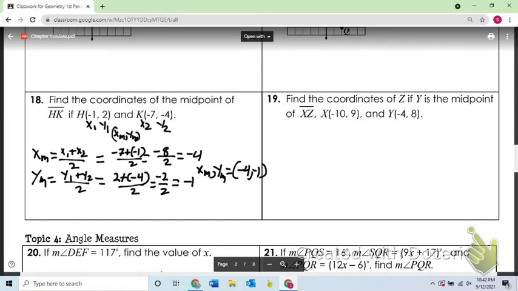So find the coordinates of z if y is the midpoint of xc. So here we're given 2 points. We're given x is negative 10, 9, and y is negative 4, 8. Now we're not actually looking for a midpoint between those two. We know that y is the midpoint, so we're looking for the other endpoint. So my computer just reset, so this is going to actually rewind a little bit.